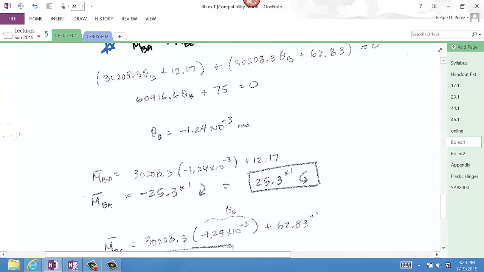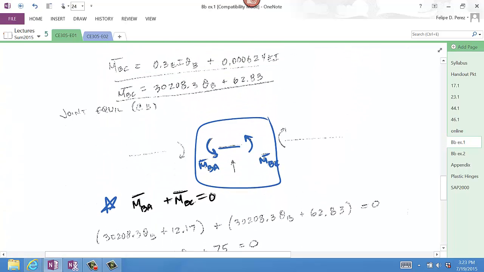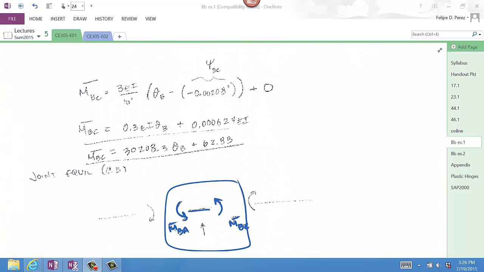So I didn't go through this one in great detail, I just highlighted the most important aspects, but you are expected to download the problem from Blackboard and review it yourself.